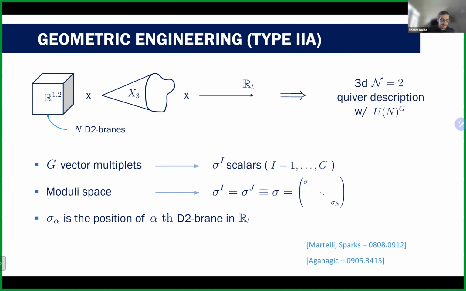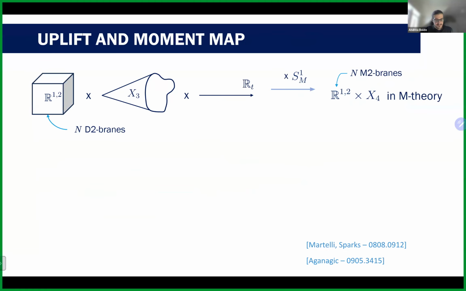moduli space: sigma alpha is the position of the alpha D2 brane in the R_T direction. You can see here I put an X there. This is a general fact of geometric engineering, and that's what you need to remember about this slide, basically.